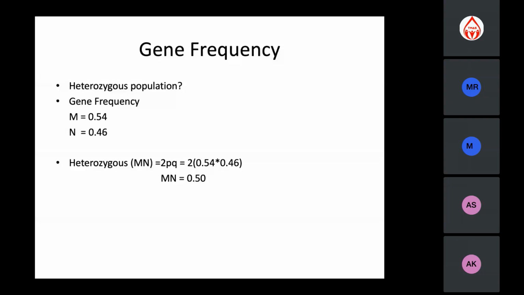Coming back to the question, what is the prevalence of it in the heterozygous state? To identify the heterozygous state, we need 2PQ, that is 2 times the M allele as well as the N allele frequency. So in this scenario, the heterozygous frequency will be 50%.